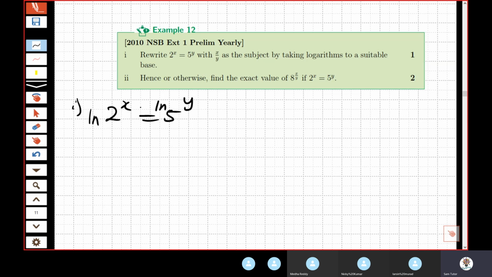Now what are you allowed to do with your powers when you've logged it? Now bring it down. You can bring your power down only because of the log. Yep. Now you're up to this stage. Look what you're trying to find. What would you do? So x over y, and then you would do log 5 over log 2. Absolutely. You bring the y over to the left-hand side. You bring your log 2 to the right-hand side.